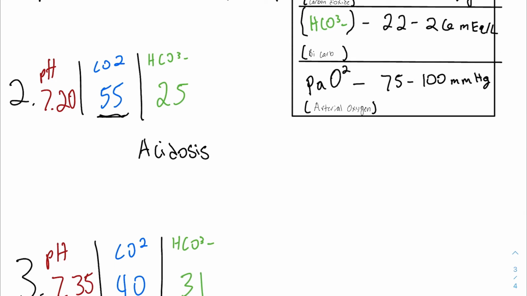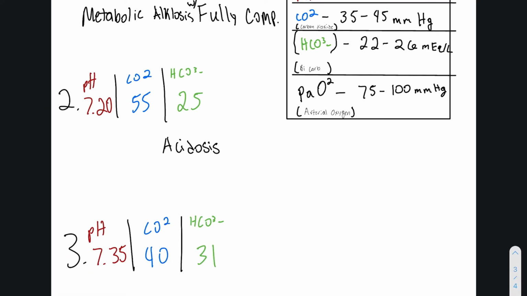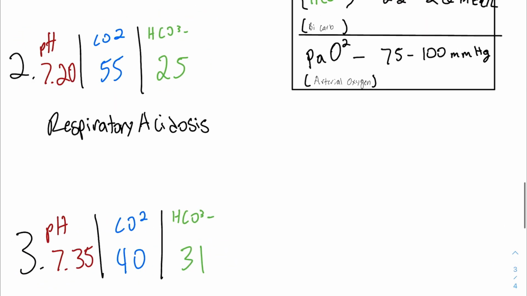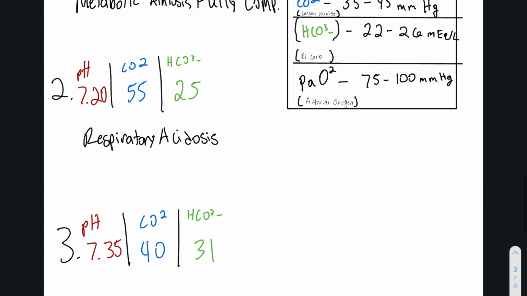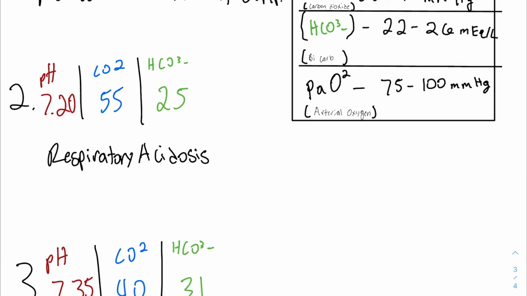Boom, we look at CO2. There's our problem right there. The range for CO2 is 35 to 45, and ours is 55. So we know that is the problem right there. So we're going to go ahead and write respiratory acidosis because we found our problem. And this is how we can tell the partial compensation. So let's say in this instance, the bicarb is within normal range. So it is considered no compensation.